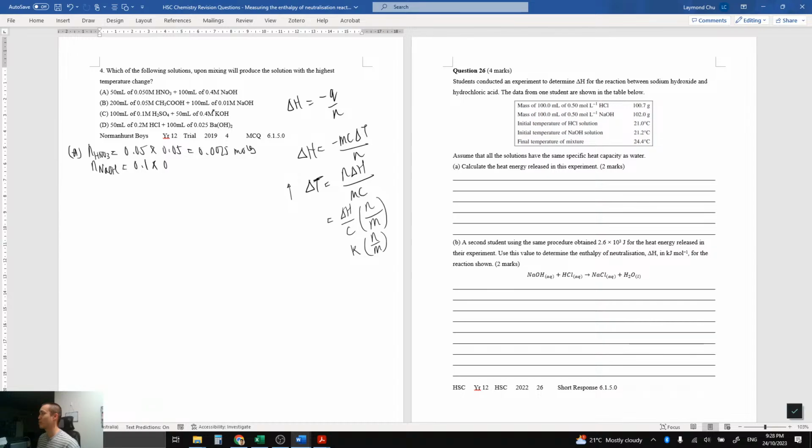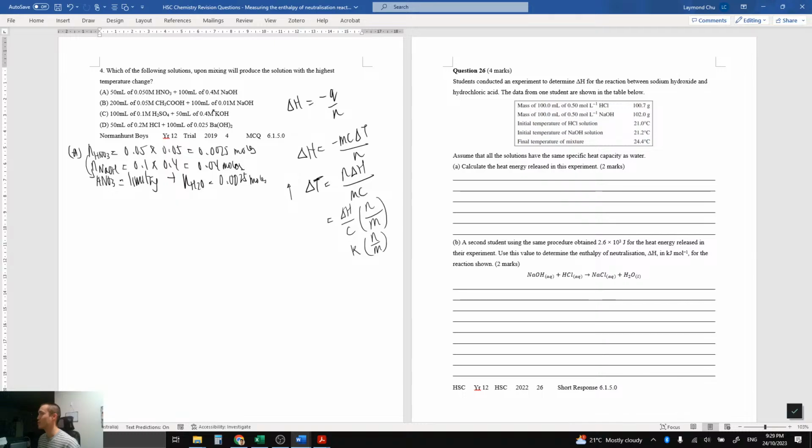0.1 times 0.4, 0.04 moles. So HNO3 is limiting. So that means the moles of H2O is 0.002. Now I've jumped steps obviously because I know this is a 1-to-1 ratio. So I know that if this is smaller than that, this one's going to be limiting, okay? And that's equal to 1 equal molar as well. So that's our moles of water.